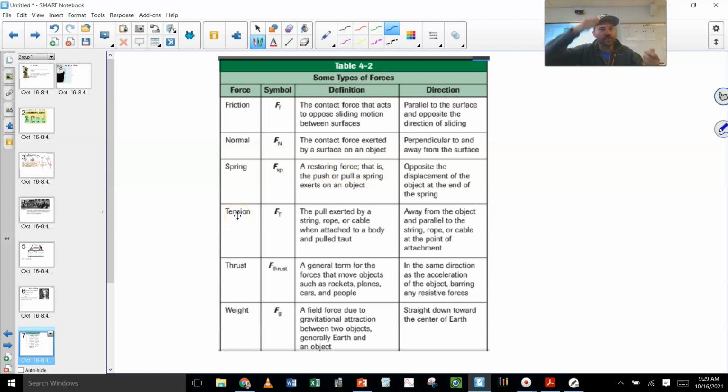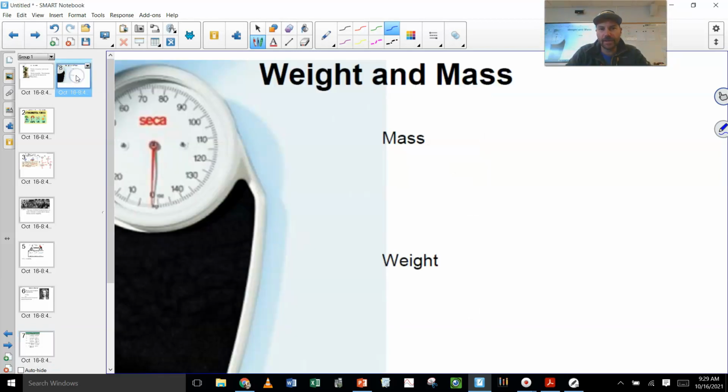Tension, that's a rope. If you hook something with a rope and you pull it or you lift it, that's always in the direction of the rope. The thrust force, you just saw in a rocket, is in the same direction as the acceleration. And then the last one is weight. Weight is an attractive force provided by Earth pulling us down. And that's where I want to leave us today, is the difference between weight and mass.